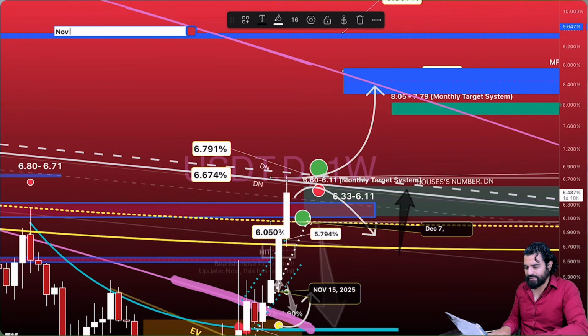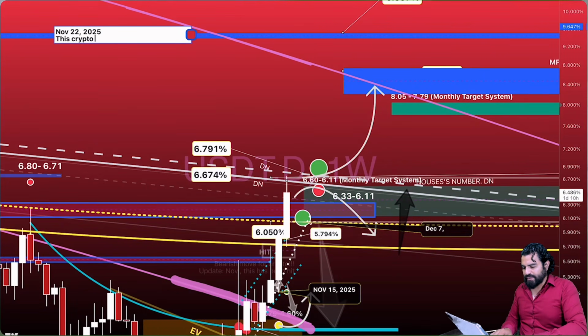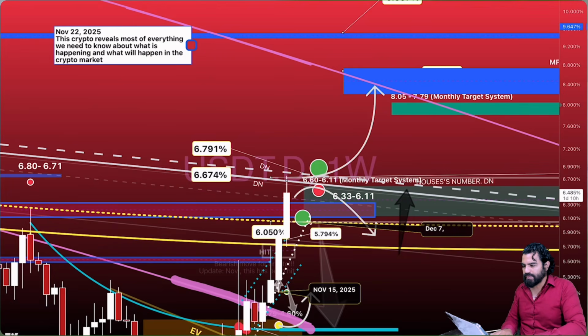November 22nd, 2025. This crypto reveals most of everything we need to know about what is happening and what will happen in the crypto market, as we have experienced over the years.